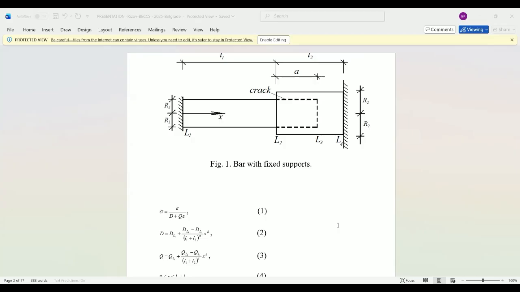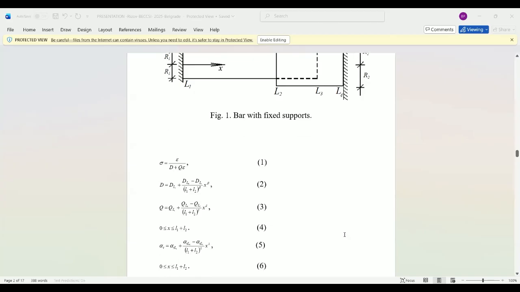The coefficient of thermal expansion also changes smoothly along the bar length. Equation number 5 describes the change of alpha T along the axis x. Here, alpha T L1 and alpha T L4 are the values of alpha T in sections L1 and L4 of the bar. Lambda is a parameter. Since both supports of the bar are fixed, the uniformly distributed temperature change induces an axial force. The mutual axial displacement of the bar end sections L1 and L4 is zero.